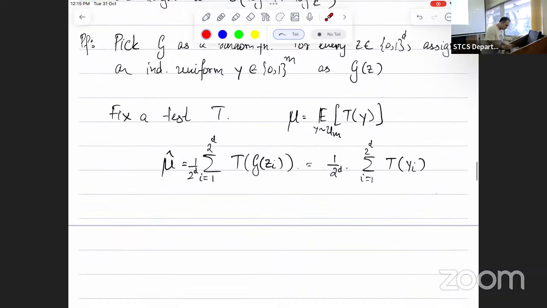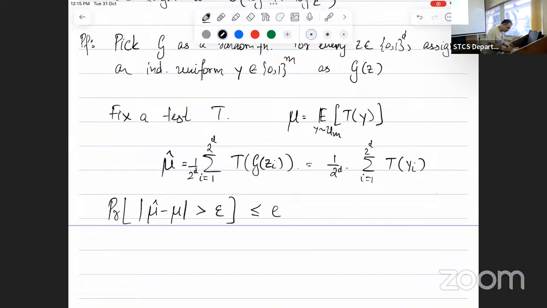Okay, so the probability that mu hat minus mu is greater than epsilon is at most some exponential in minus epsilon squared times the number of samples you ended up taking. That's what the Chernoff bound tells you: the probability that this mu hat deviates from the actual expectation by a lot is some small quantity. And when this event happens, we will say that G is bad for this test.